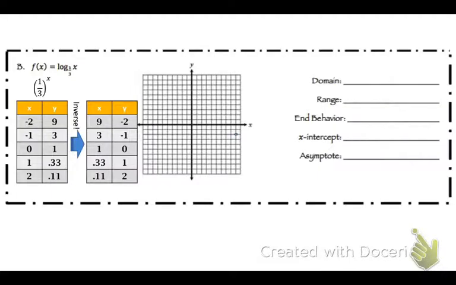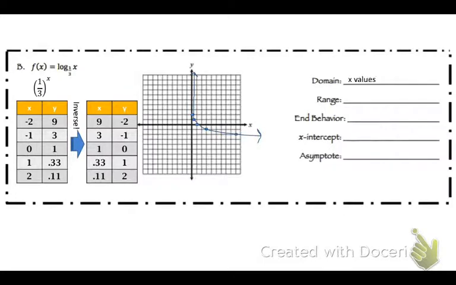At 9, I go to -2. At 3, I go to -1. At 1, I go to 0. At 0.33, I go to 1. At 0.11, I go to 2. And there's my graph right there.